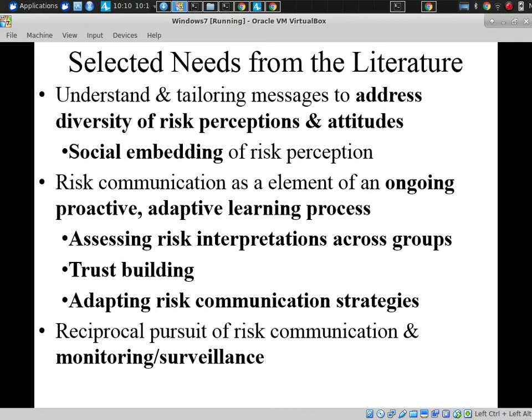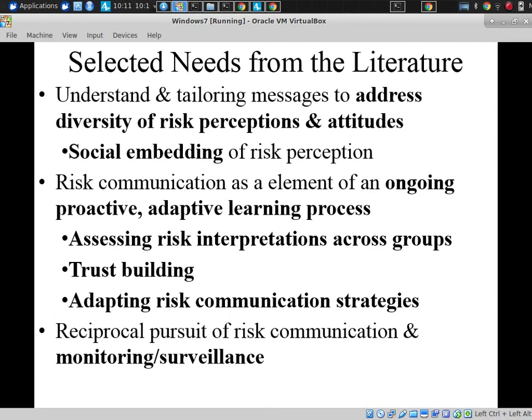So if we reflect on those needs from the literature that we started with an hour ago: this need to understand and tailor messages to address the diversity of risk perception and attitudes. I think it should be fairly clear how these methods can give us insight into that. We hear these different narratives online. We see different subcommunities with different discourse related to risk as they are manifested on different components of social media, and as they're crudely manifested in searching and for our sentinel groups.